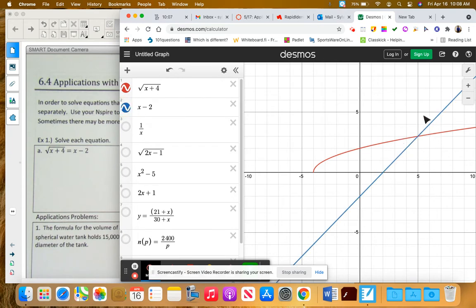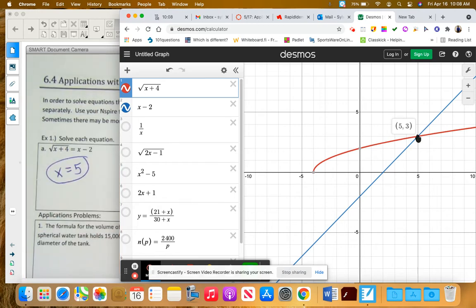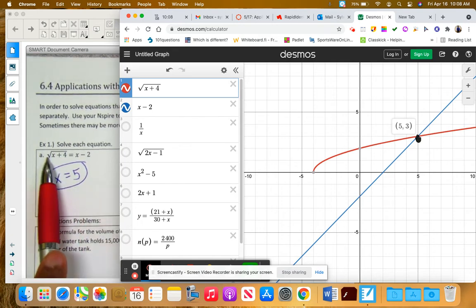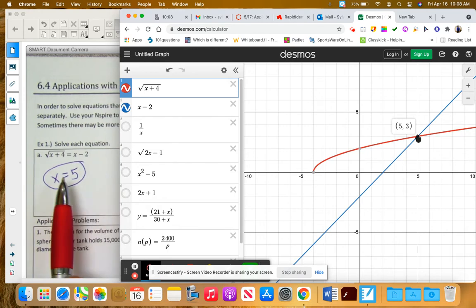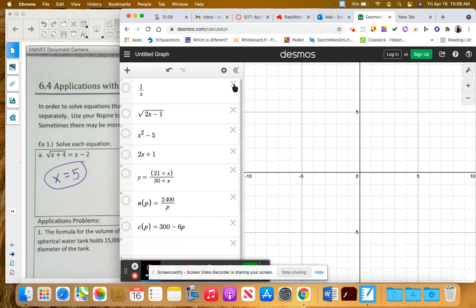So I can see they intersect right over here. Desmos will highlight that point for us, and that point is 5, 3. Your solution is the x value of where it intersects. So my answer for A, x equals 5. So we graphed each side of the equation in Desmos or some sort of graphing calculator. I graphed the left-hand side, I graphed the right-hand side, see where it intersects, and I got 5. Okay, so let me get rid of these two and we can move on to the next one.